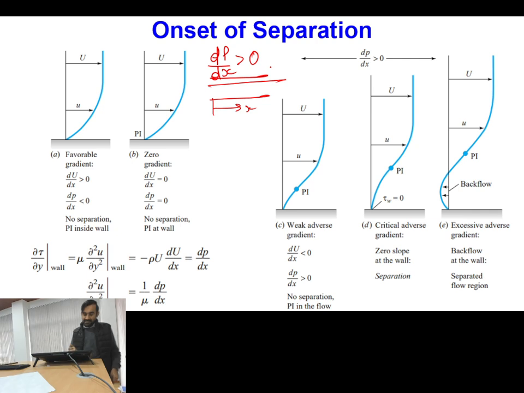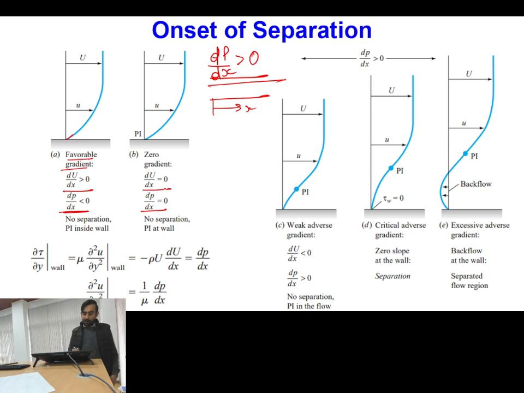Okay, so you can see this first figure corresponds to the favorable gradient. In the case of a favorable gradient, my dP by dx is less than 0, and here du by dx will always be greater than 0. On the contrary, for the zero gradient, my dP by dx will be 0 and du by dx will be 0, where u is nothing but the free stream velocity along the x direction.